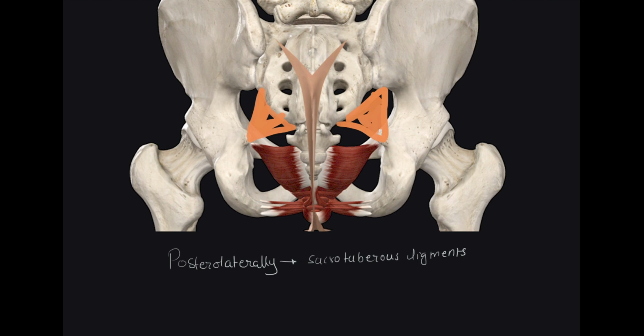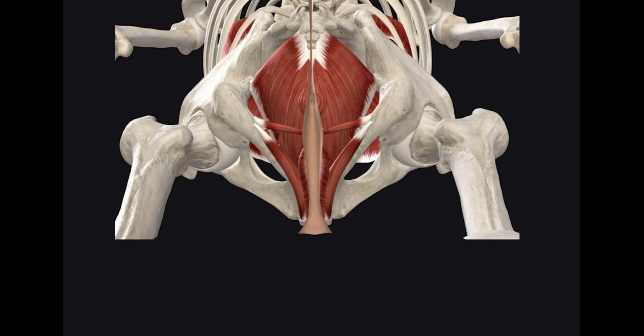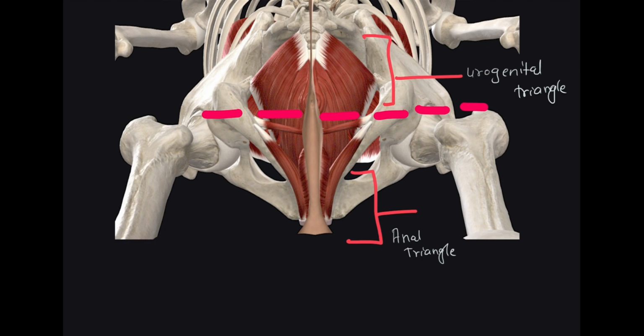Now, moving forward, let us look at the entire structure inferiorly. Inferiorly, you can see that it is diamond shaped. But in order to simplify the entire structure more, it is important to draw a line between the two ischial tuberosities. This line is known as the ischiotuberous line, which divides the entire structure into the upper urogenital triangle and the lower anal triangle.